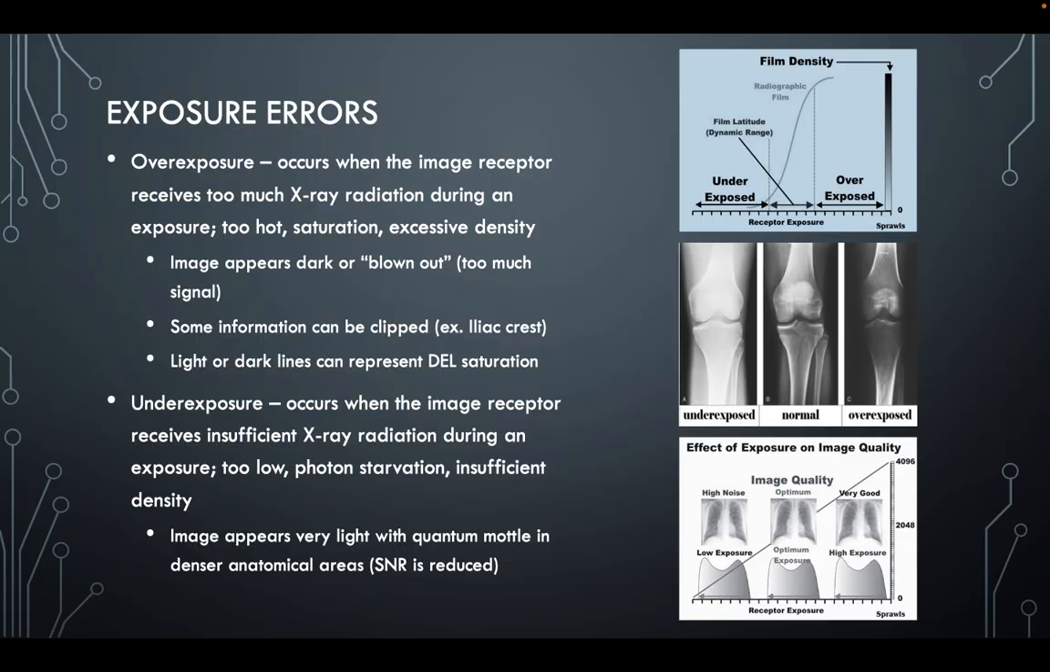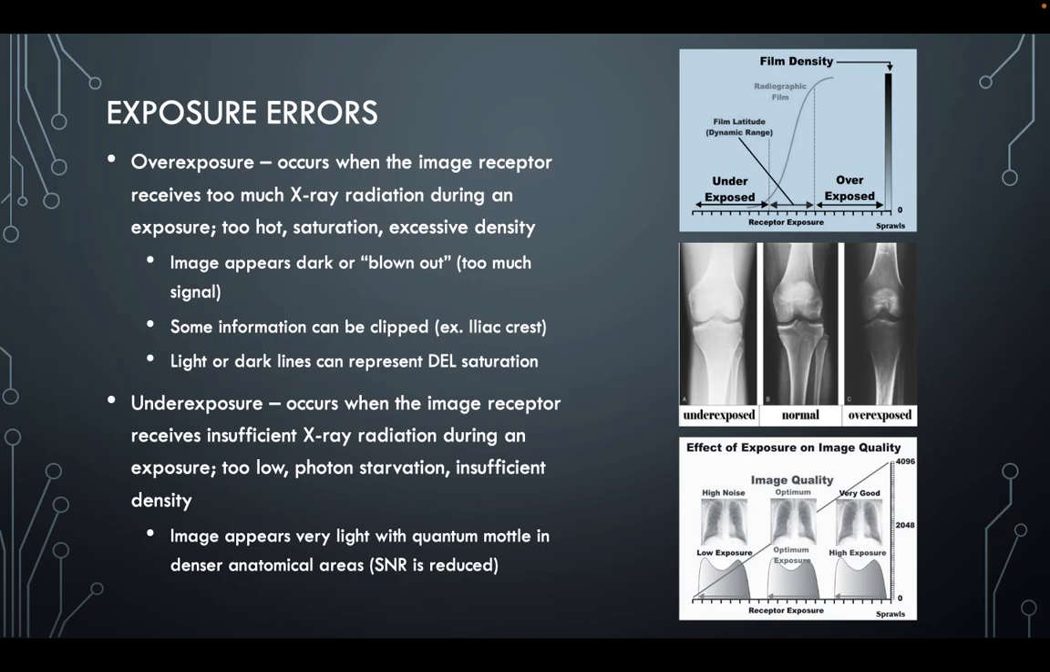So as we talked about before, data clipping can happen. Iliac crest is the most common when I've seen it, but it can happen in other areas as well. And then light or dark lines can represent DEL saturation, or like a TFT line is down because it got too much information and kind of short-circuited that line, that gate.